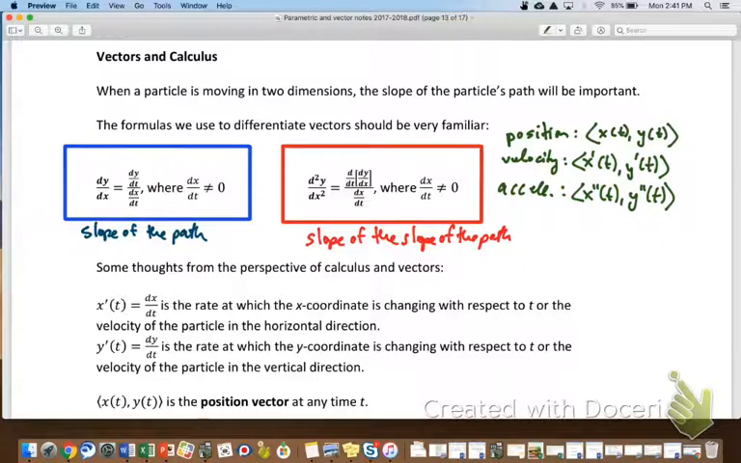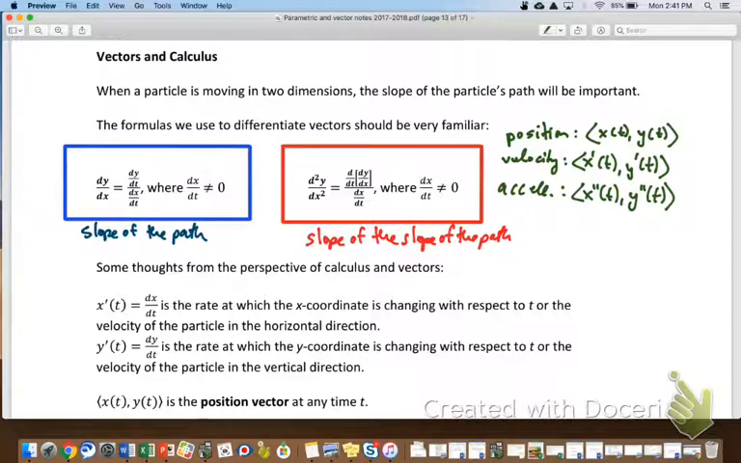X double prime, comma, y double prime would tell you the acceleration vector. That would actually be how fast this object is accelerating. Does that make sense? Yes. Okay. So be really careful about the generic second derivative. Try to be as specific as you can.